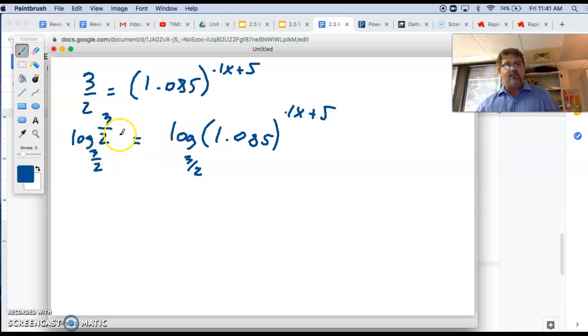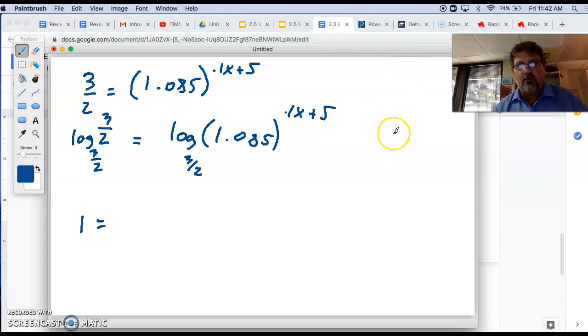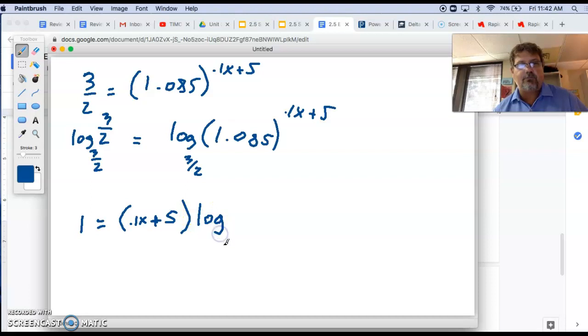Log base 3 halves of 3 halves is 1, right? So that's saying 3 halves to what power gives me 3 halves? 1 does that. So 1 equals. Now in this same move right here, just so we don't have so much writing to do, I'm going to move that exponent out front using my third law. I don't want to write it because it's just going to be kind of messy. But remember, exponents can be moved into the front of your expression. So really you're going to have, and I'm going to use parentheses, 0.1x plus 5, times log base 3/2 of 1.085.